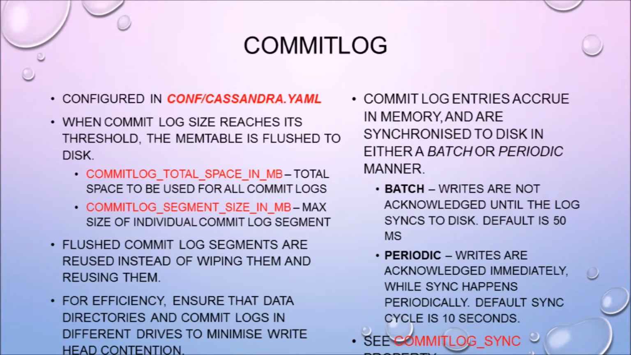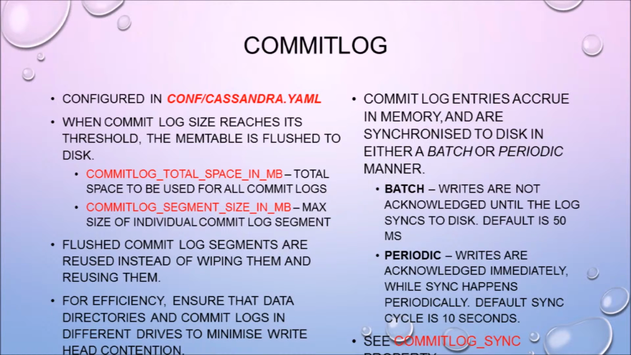Okay. Now there's one bit of information about commit log. All these things are usually configurable in this file called cassandra.yaml, which is in the conf directory of Cassandra installation. We will get to that in a bit, but here's something that you have to know. Commit log also has in-memory writes. So everything that you think is written to commit log doesn't actually go to commit log right away. Commit log either writes in a batch fashion or periodically.